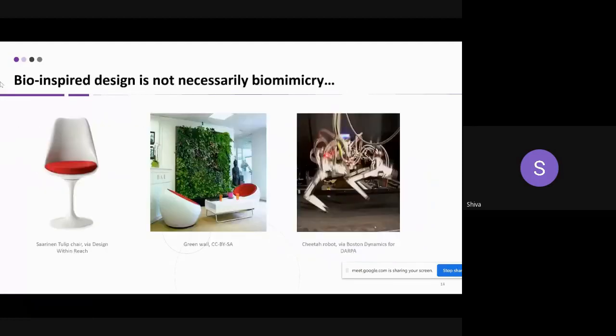But this is important, right? You must understand that bio-inspired design is not necessarily biomimicry because they're not copying nature in the sense of biomimicry. They're just saying, you know, I put some green stuff on my wall. So using what nature is already using or copying nature is not biomimicry, or simply doing design without understanding the abstracting principles of nature is not biomimicry.